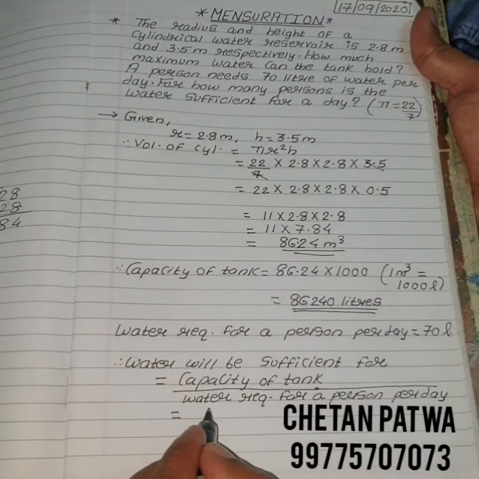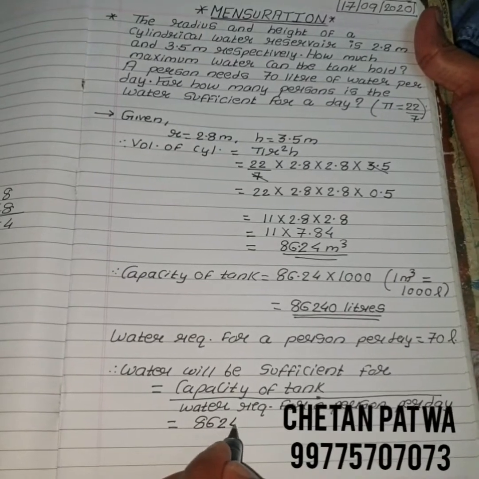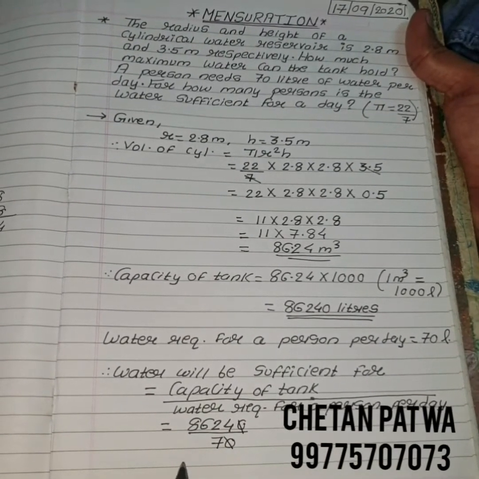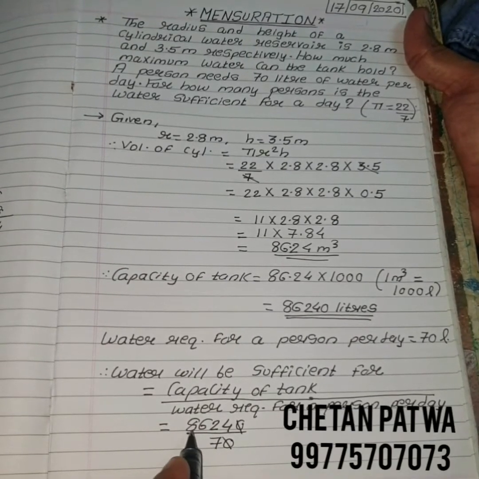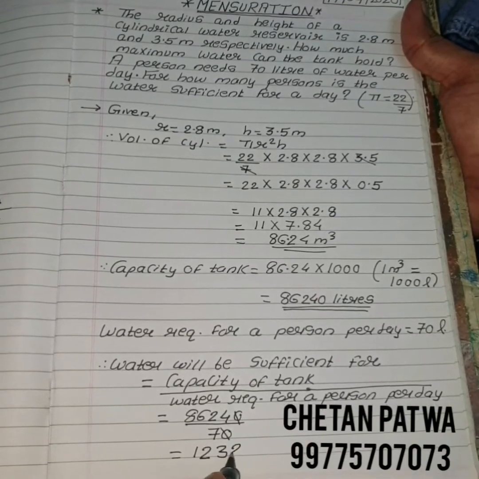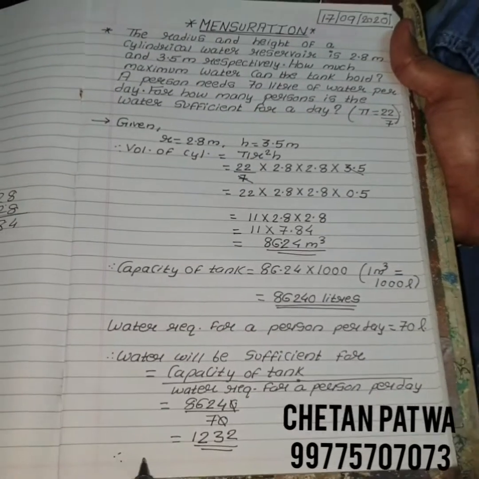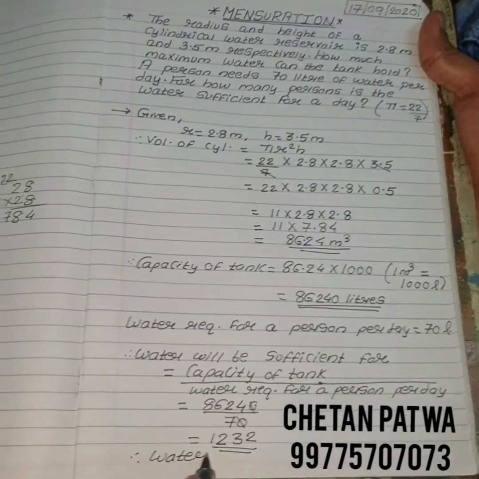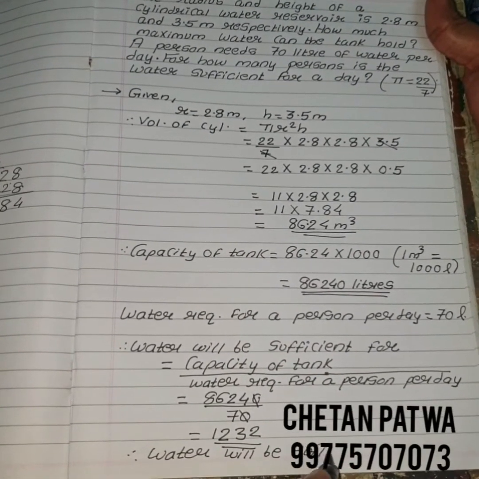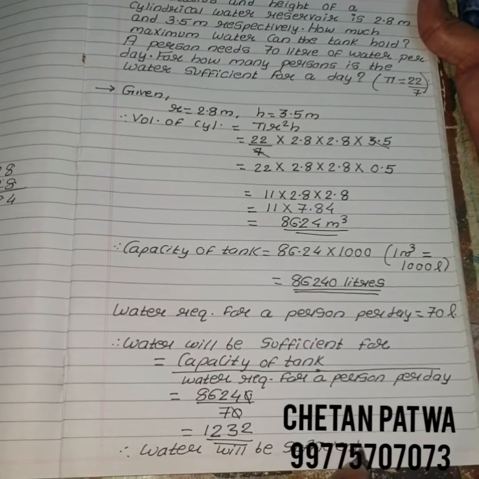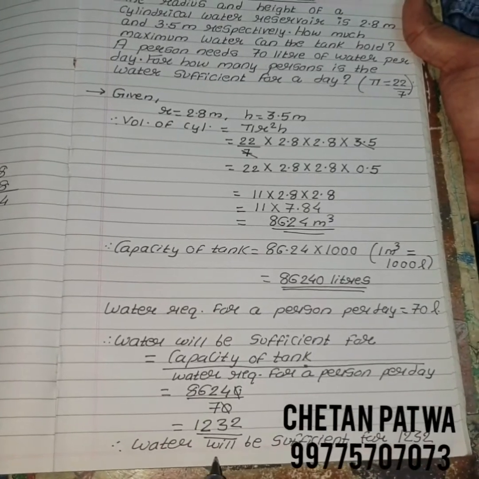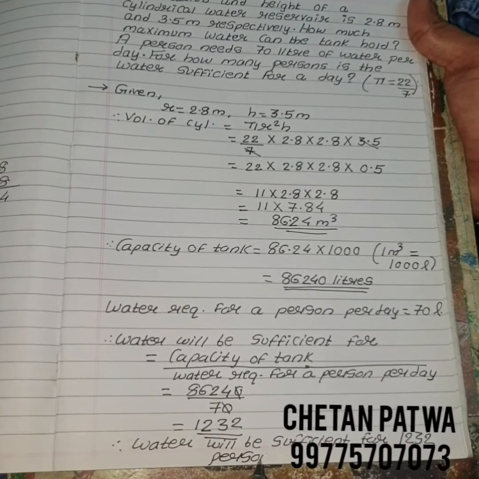That is equal to 86240 upon 70. 0 cut. 7 1s are 7, 16. 7 2s are 14. 1 2 3 2. Therefore, water will be sufficient for 1232 persons.